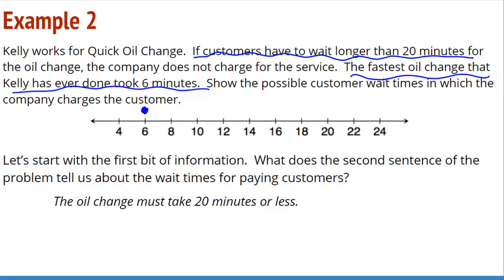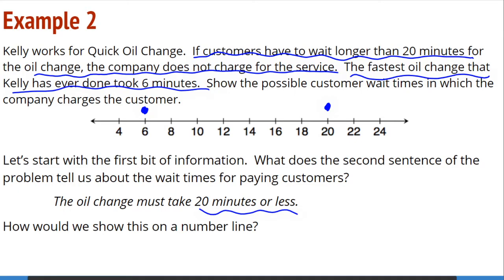If customers have to wait longer than 20 minutes for the oil change, the company does not charge. So 20 is one end of the range. If it's more than 20, the company doesn't get paid. 20 minutes and 1 second, company doesn't get paid. So the oil change must take 20 minutes or less. So on the number line, I would show 20 minutes or less this way.